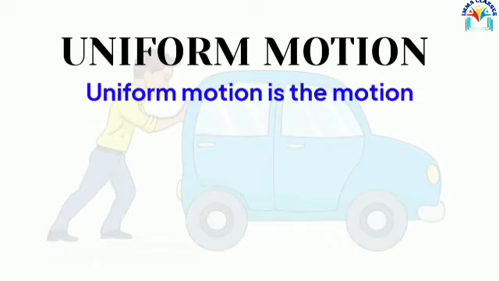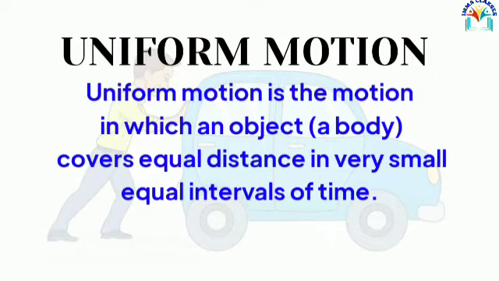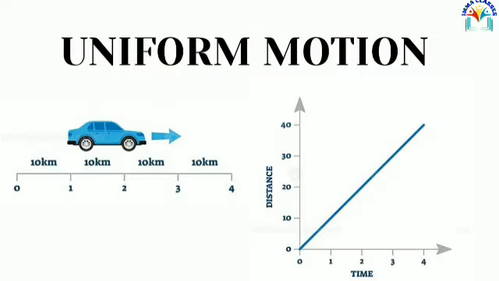Uniform motion. Uniform motion is the motion in which an object covers equal distance in very small equal intervals of time. Look at the given picture. Here the car moves in uniform motion and it covers equal distance in equal time. Thus the graph between distance and time is a straight line.